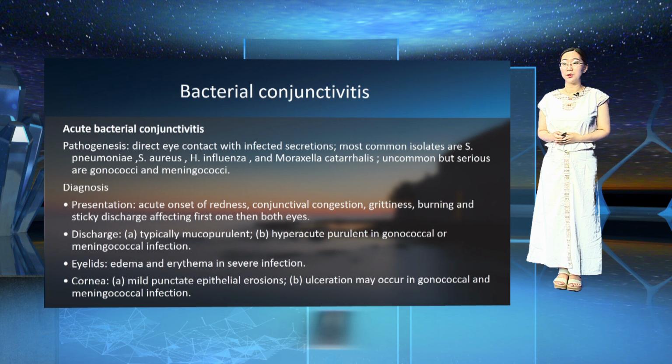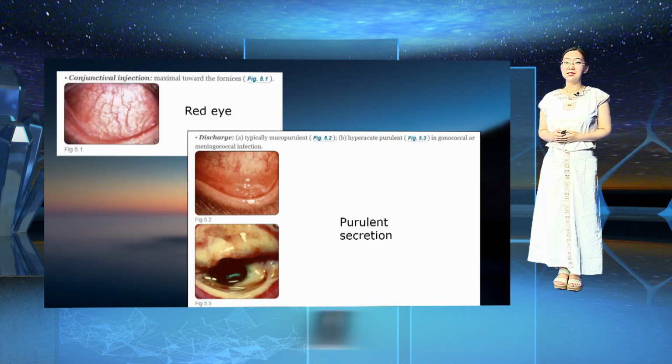When they feel uncomfortable, they inevitably rub their eyes. That transmits the disease from one eye to the other. Eyelids and the cornea can also be affected. Let's see some pictures. Conjunctival injection or conjunctival congestion. The blood vessels extension is more severe, closer to the fornix. We call it red eye.